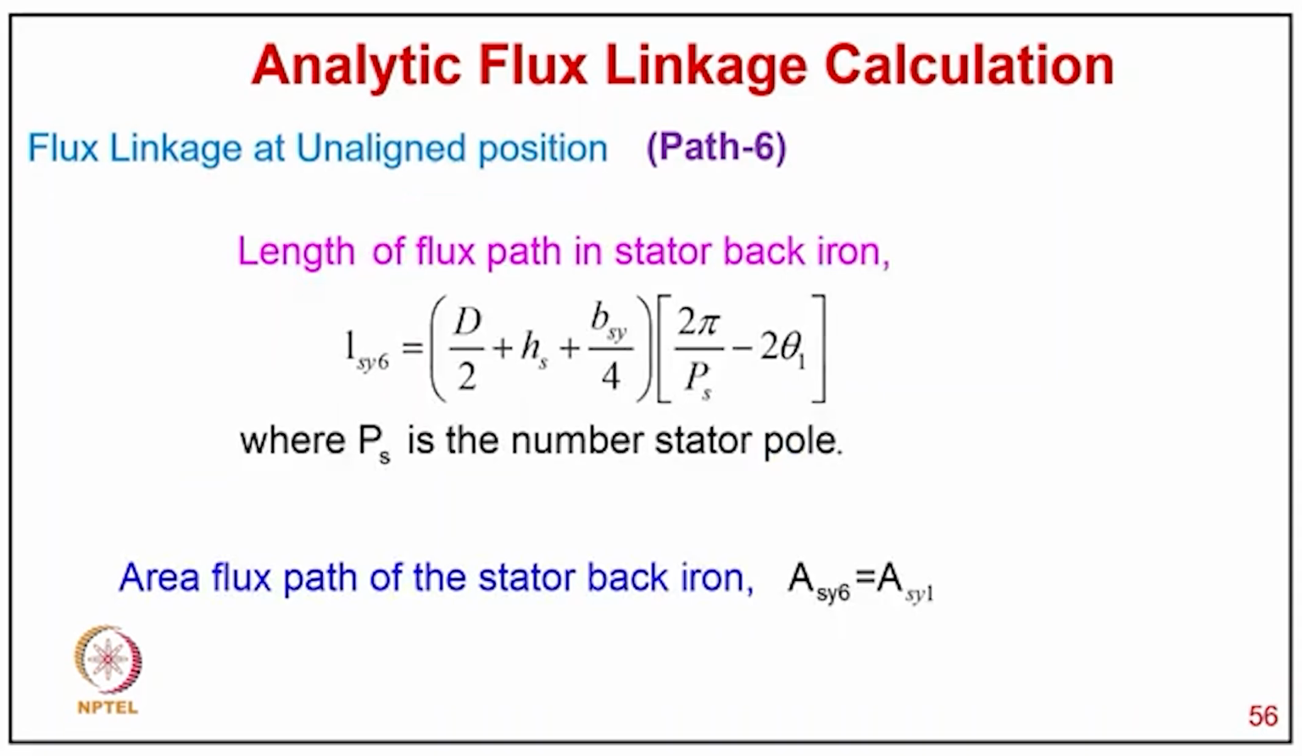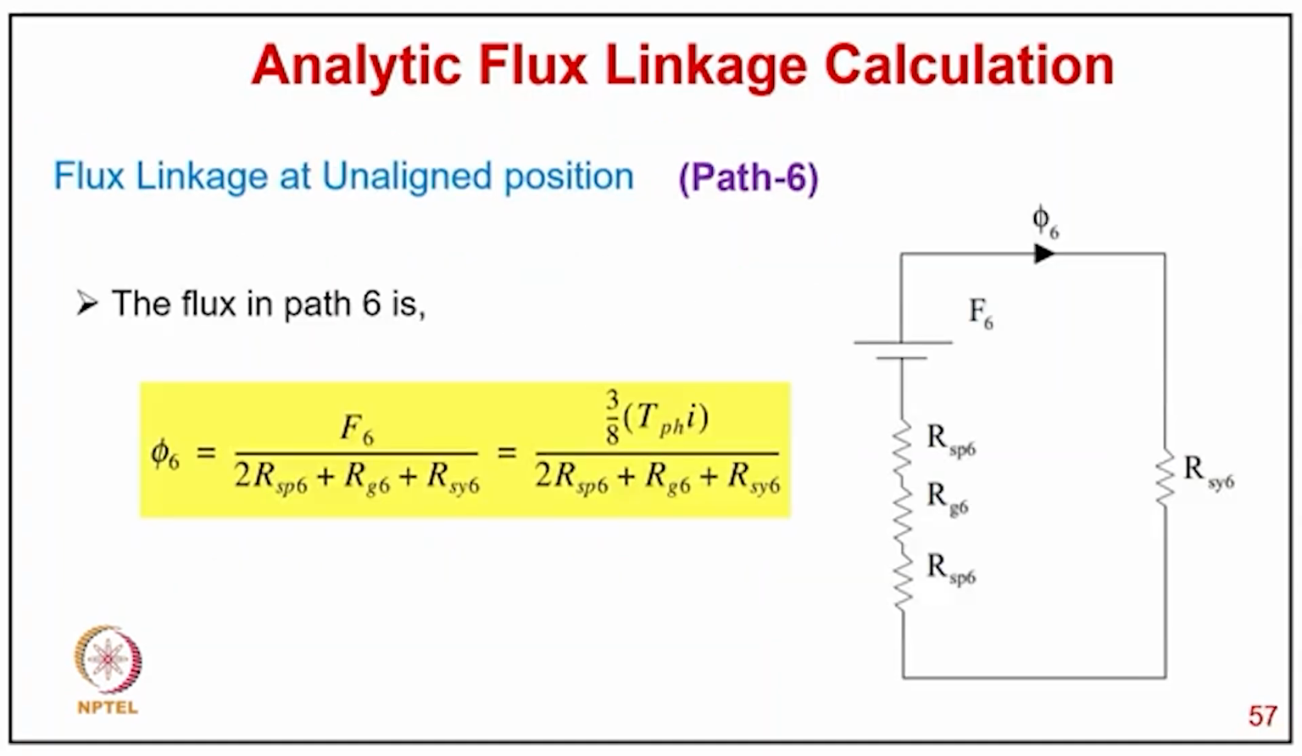Now the length of the flux path in the stator back iron, LSY6, is equal to (D/2 + SS + PSY/4) times (2π/PS − 2θ1), where PS is the number of stator poles. The area of the path in the stator back iron, ASY6, is equal to ASY1, equal to ASI1. Now the flux in flux path 6, φ6, is equal to F6 divided by (2RSP6 + RG6 + RSY6), that is (3/8 TPH IPH) divided by (2RSP6 + RG6 + RSY6).